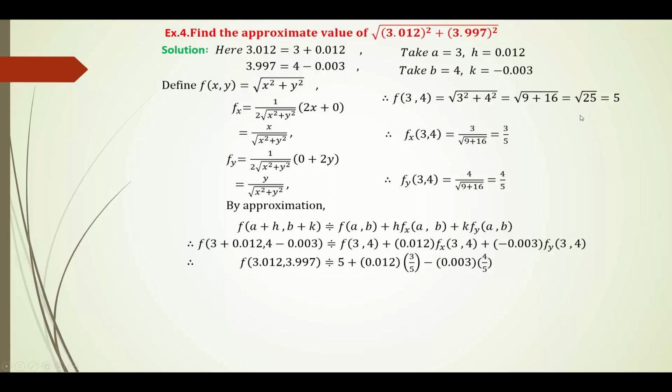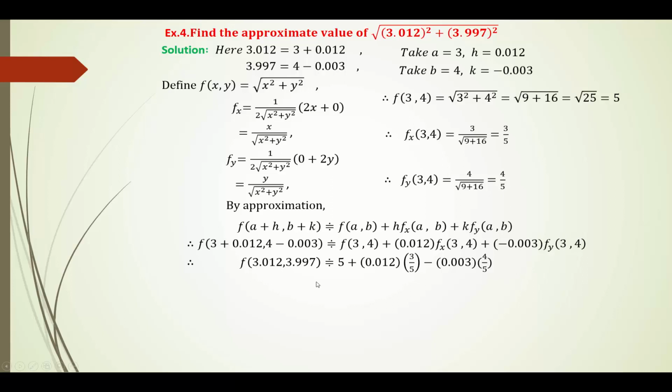We know the value of f(3,4) is 5. So 5 plus 0.012 times fx(3,4). fx(3,4) is 3/5. Then this value is minus 0.003 times fy(3,4). fy(3,4) is 4/5.